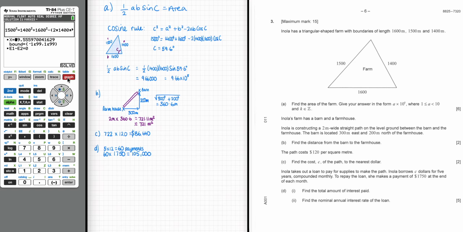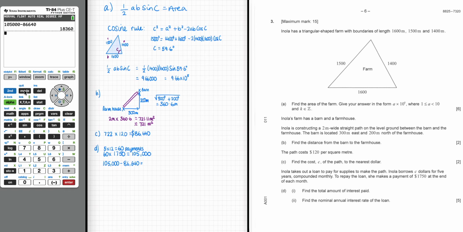is 105,000, and we know that the actual cost is 86,640. So I'm trying to work out the difference between the two. If I paid 105,000, but I actually only needed to pay 86,640, then I can work out the difference, which is how much I've ended up paying extra to be able to borrow that money up front. So that's 105,000 minus 86,640.